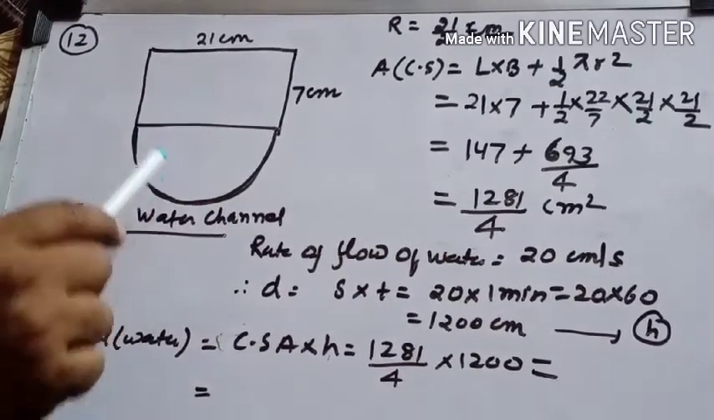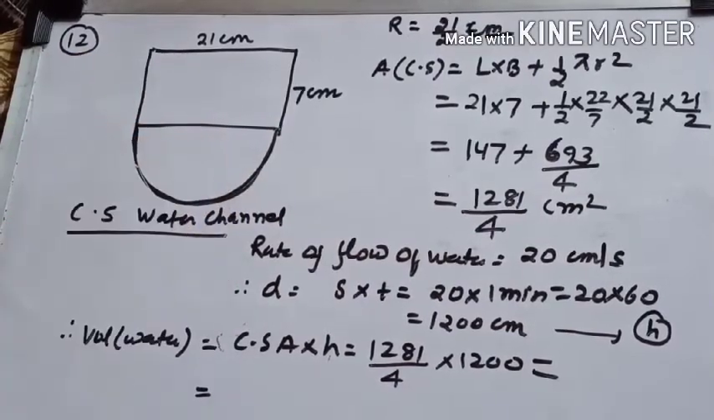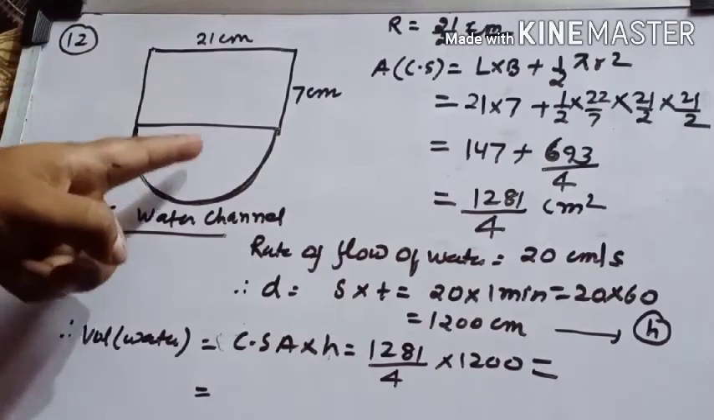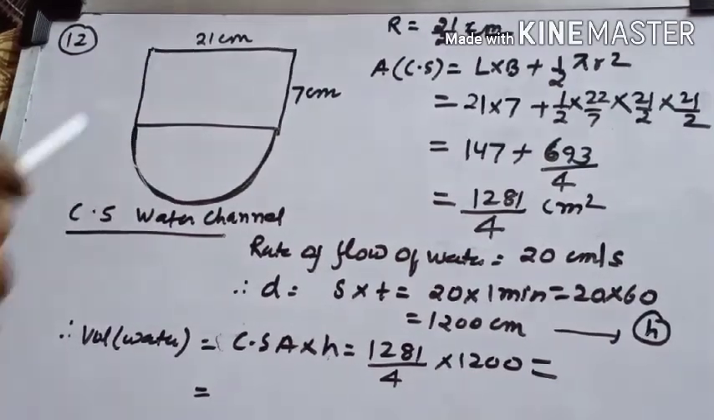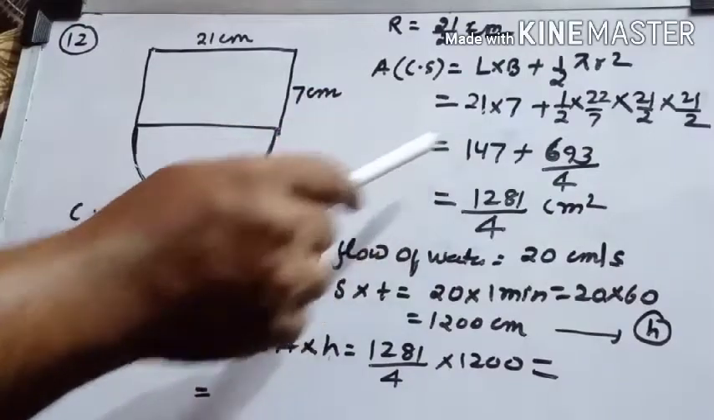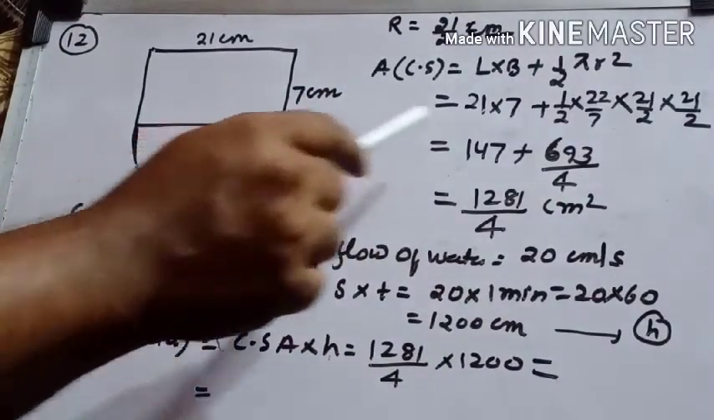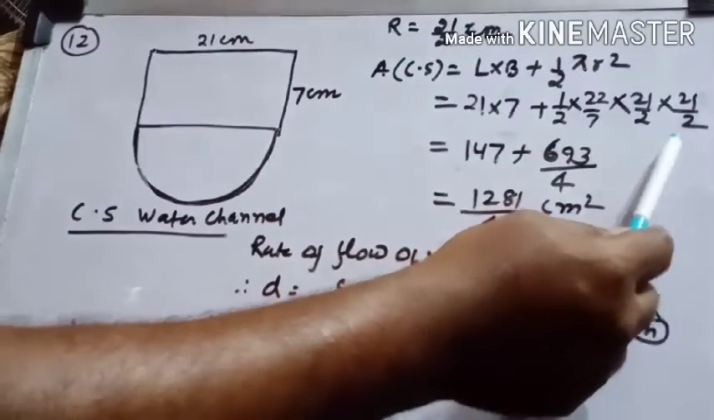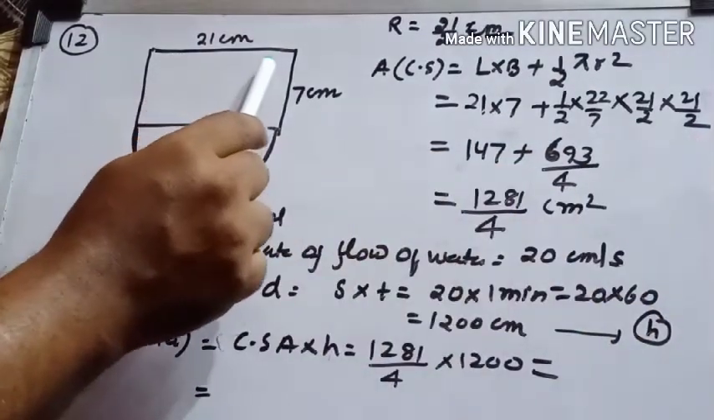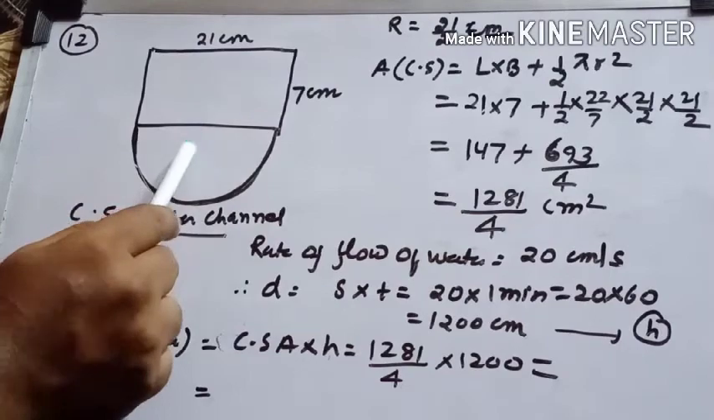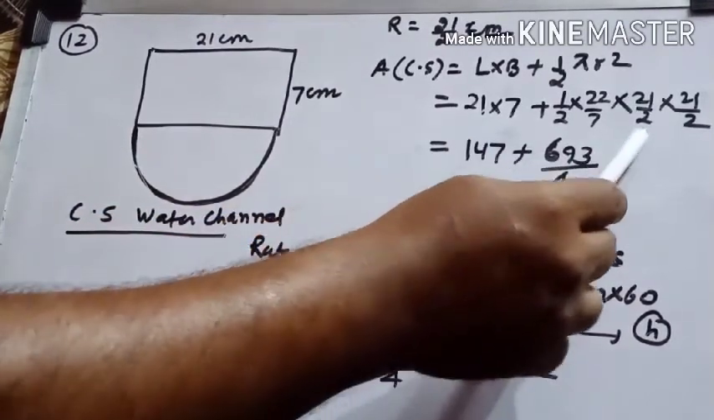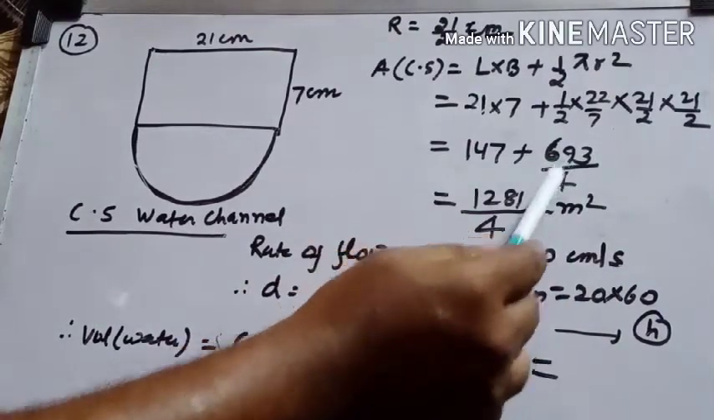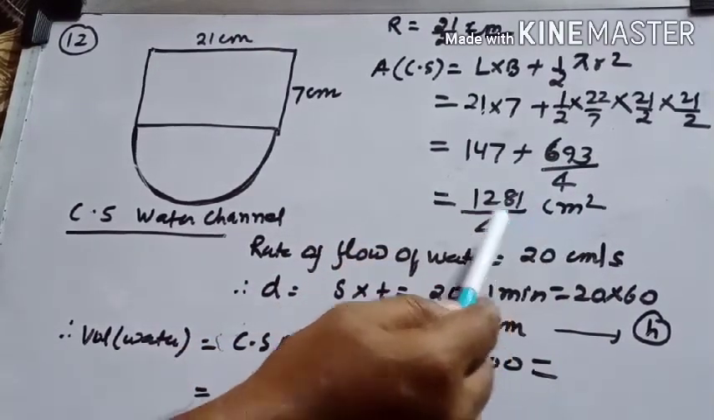So at first we'll try to find the cross section area of this channel. To get it, we'll find the area of this rectangular portion plus this semicircular portion. The rectangular area is length into breadth, 21 into 7, and the semicircular portion area is half into pi r square. So 1 by 2 into 22 by 7 into 21 by 2 into 21 by 2. This is 21 centimeter, so the radius will be half of this. After calculation it will come out as 693 by 4. When we add these two, we'll get 1281 centimeter square by 4.